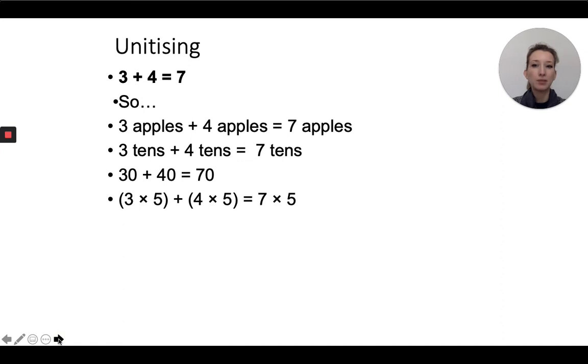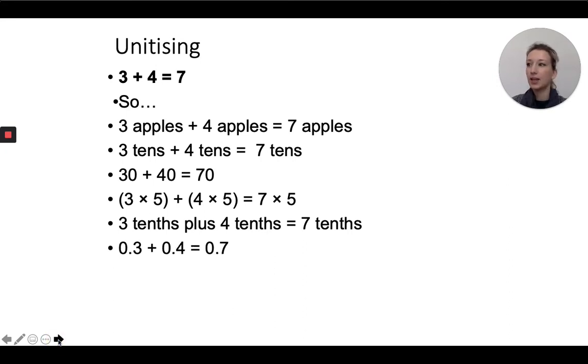3 times 5 plus 4 times 5 equals 7 times 5. So all of these facts you can extrapolate from 3 plus 4 equals 7. 3 tenths plus 4 tenths equals 7 tenths, and therefore 0.3 plus 0.4 equals 0.7. £3 plus £4 equals £7. And 3/8 plus 4/8 equals 7/8. Okay, so unitising helps children to understand adding and subtracting fractions, and why you need to find common denominators.